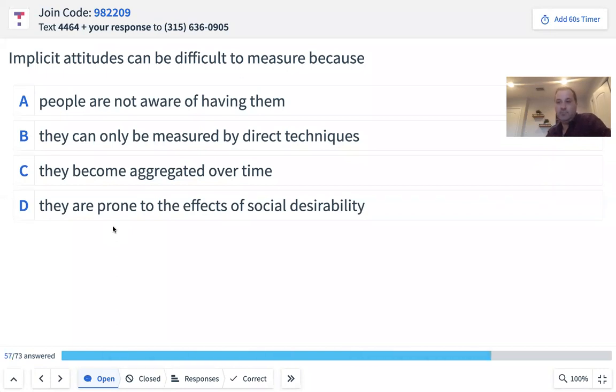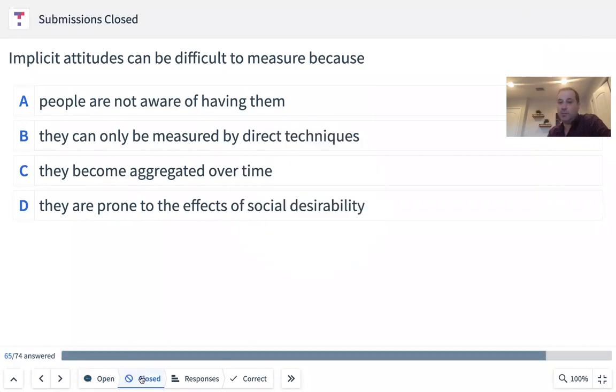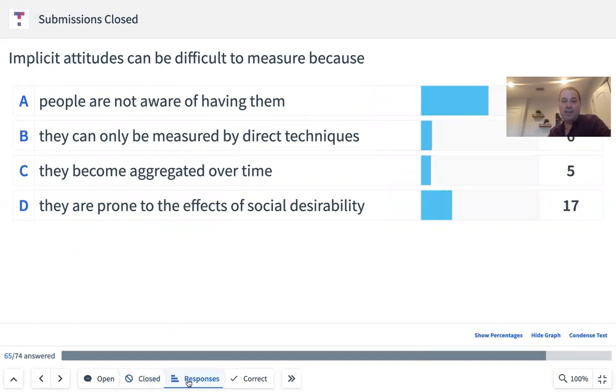You got 10 seconds. 3, 2, 1. Well, we talked about how people can have either implicit or explicit attitudes. Explicit attitudes are the attitudes we're aware of, and implicit attitudes are the attitudes we are not aware of having, therefore making them somewhat difficult to measure. So A is the correct answer there.